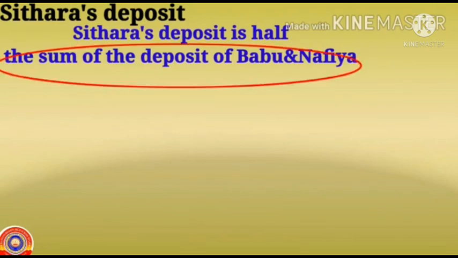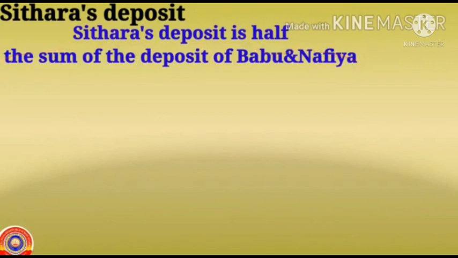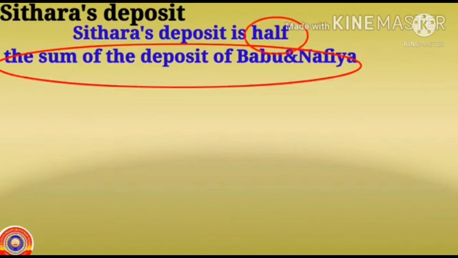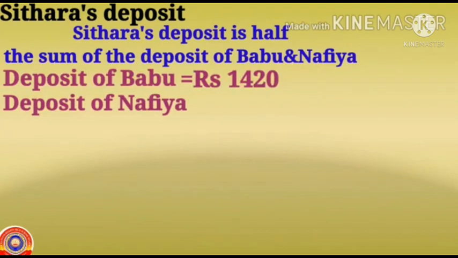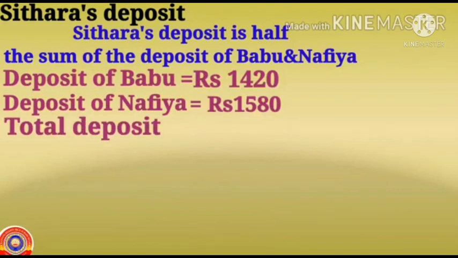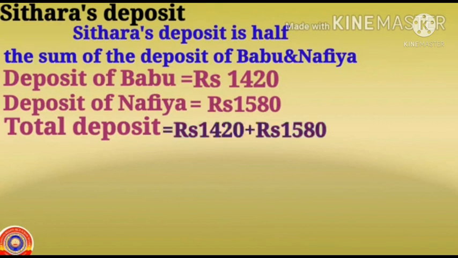To find out this, at first we have to take the sum of the deposits of Babu and Nafia. Then we have to take its half. How much is the deposit of Babu? 1420 rupees. How much is the deposit of Nafia? Yes, 1580 rupees. To find out their total deposit, add 1420 and 1580.